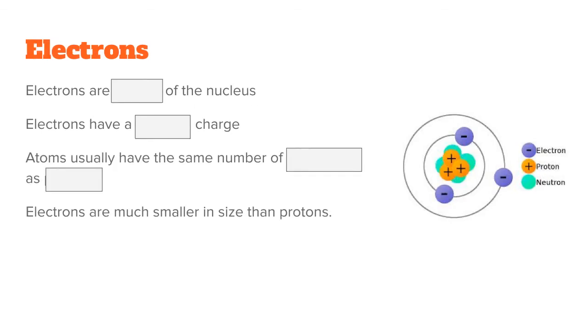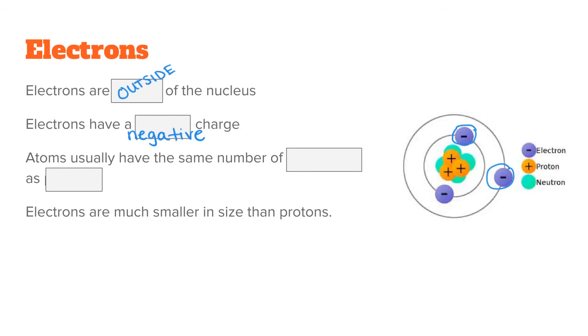Okay, and the last part of the atom that we're going to talk about is the electron. Electrons are actually outside of the nucleus. They have a negative charge. As you can see in the diagram, in the model over here, they are outside the nucleus. They call it the electron shell because they're just going around the nucleus.